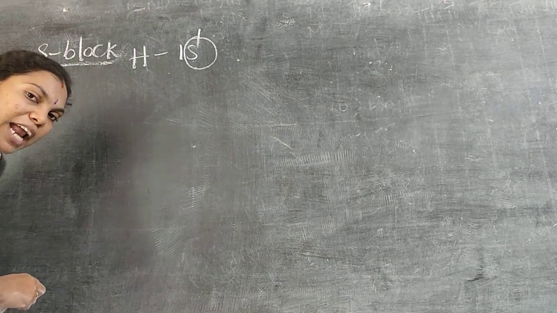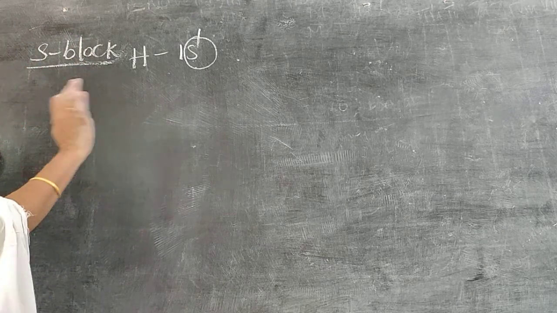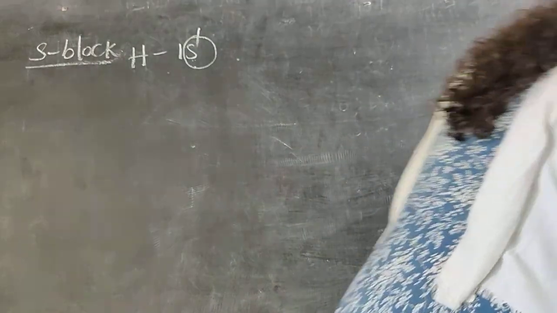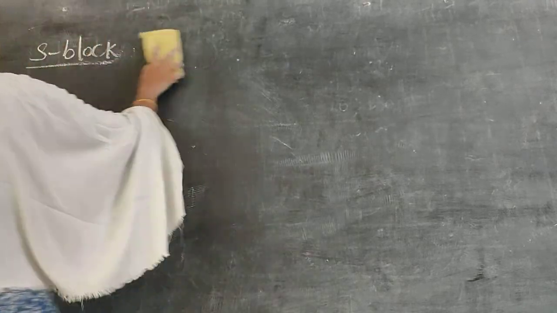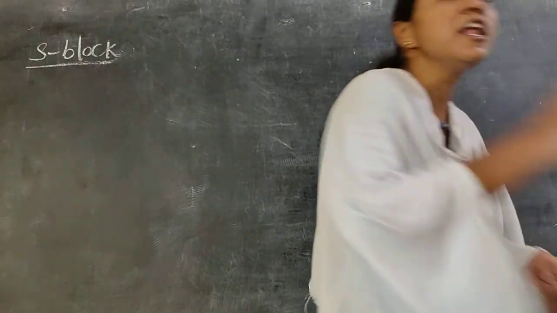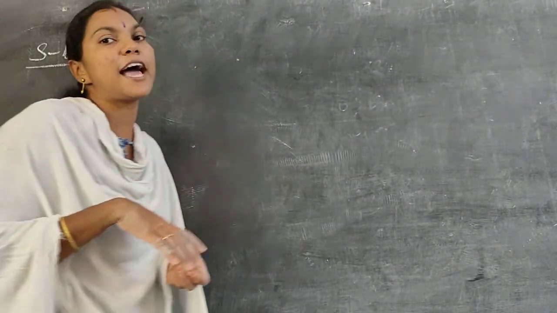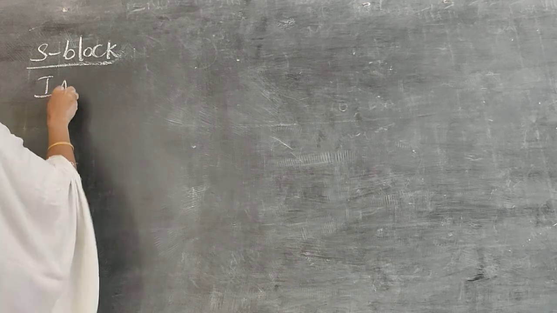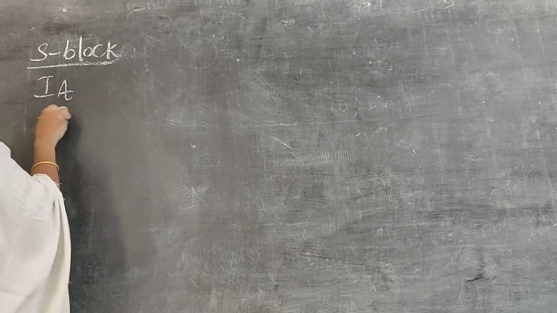The outermost electron enters which orbital? That element belongs to that block of the periodic table. Do you understand? That's why we can say that the valence electronic configuration of S block elements must have the s orbital only. S block is again divided into 1A and 2A.